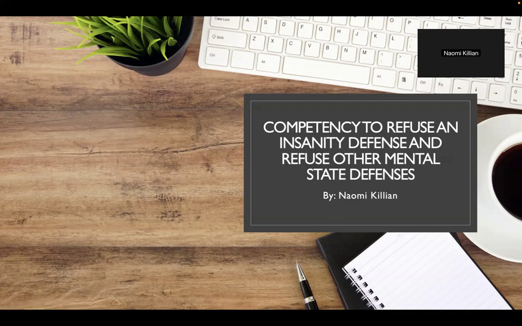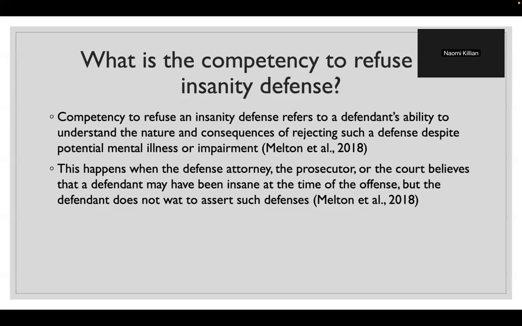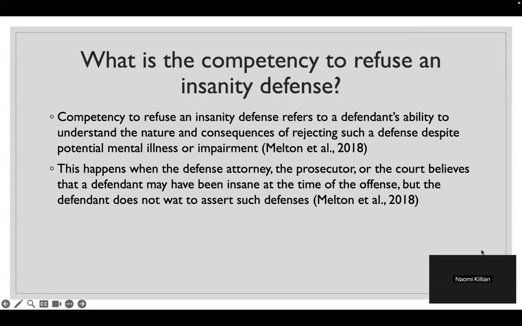And today I'll be talking about competency to refuse an insanity defense and refuse other mental state defenses. So to start, what is the competency to refuse an insanity defense? Competency to refuse an insanity defense refers to a defendant's ability to understand the nature and consequences of rejecting such a defense despite any mental illness or impairment.